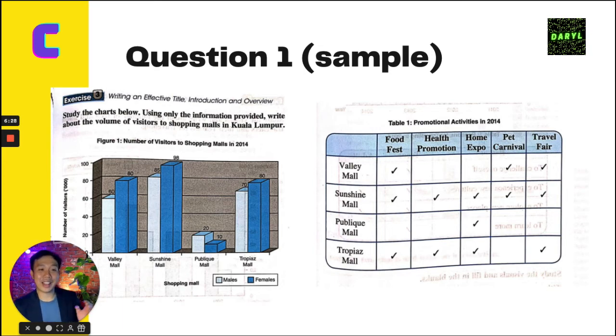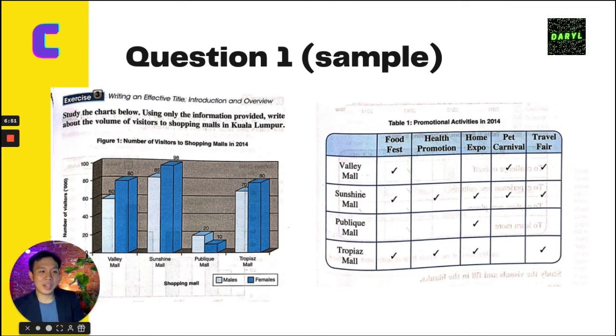Alright, like the Public Mall. Public Mall, as you can see, has the lowest number of visitors to shopping malls in 2014. Why? As you can see here, it only has one promotional activity, which is Home Expo. You can say it like that, you know.